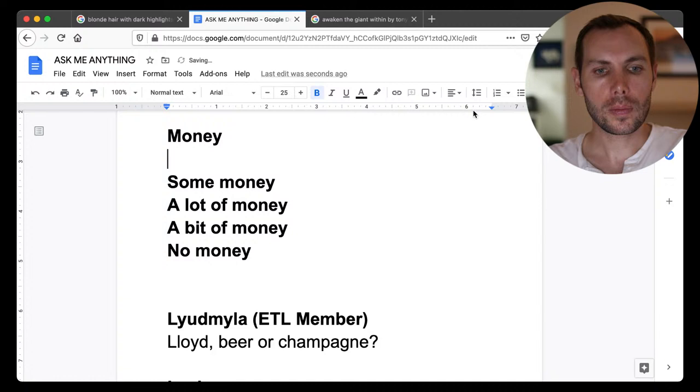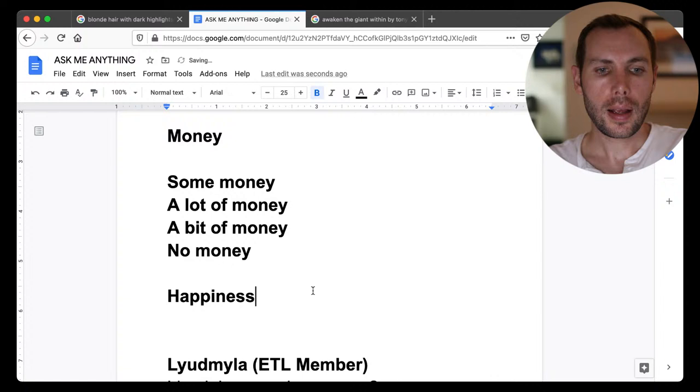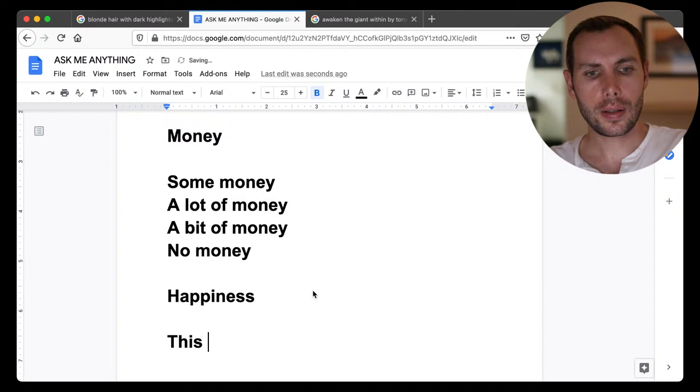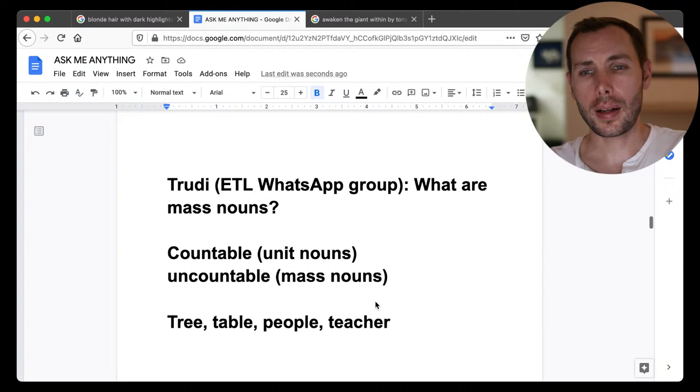So, yes, that's an example. Also, happiness. Happiness is uncountable. Okay, so for example, this job gives me a lot of happiness, okay? For example. So that's the important thing to remember. Countable, uncountable. Another one is, let's see if we have any other examples in the comments.